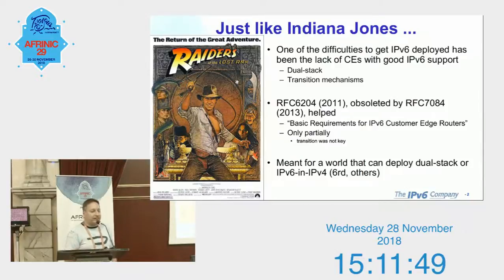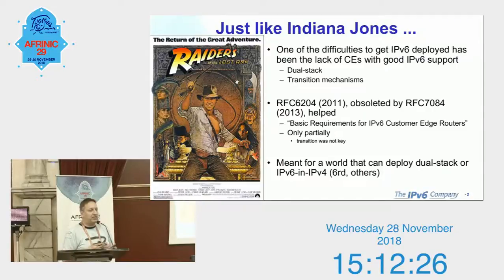So just like Indiana Jones, if you have tried to deploy IPv6, if you are an ISP, you know that one of the major difficulties to get IPv6 deployment in an ISP network is the lack of good IPv6 support for the CPEs. When I say CPEs here, I can use CPE or CE, it is the same. It means the small cost router that typically residential or SMEs have, not a big router, okay?